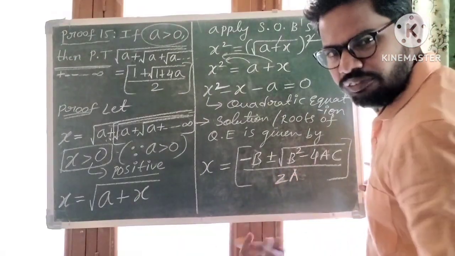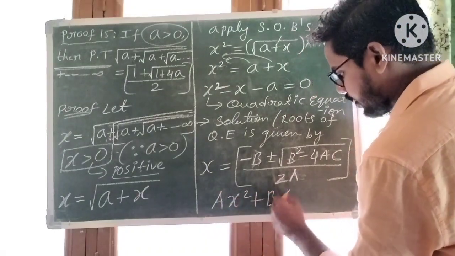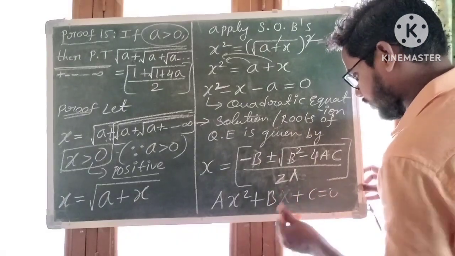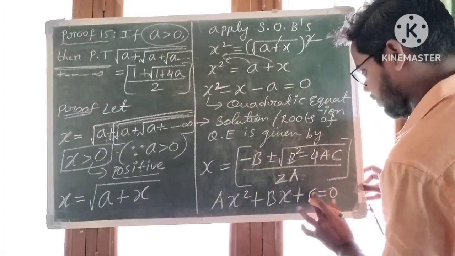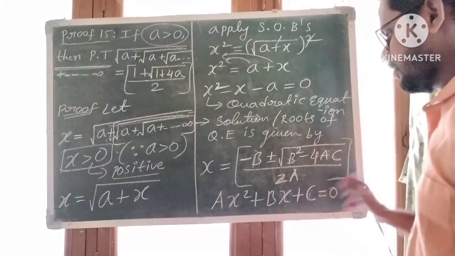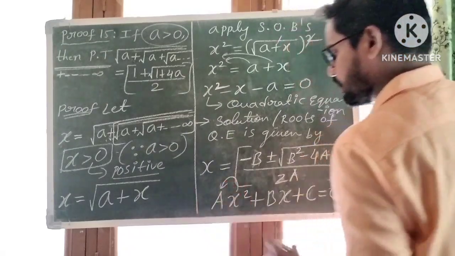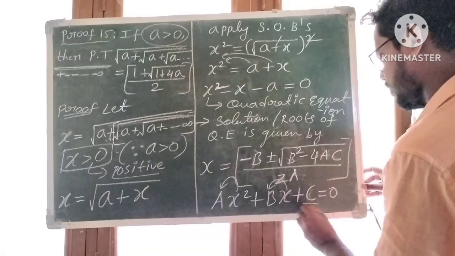So what is the general form of a quadratic equation? Standard form, ax square plus bx plus c is equal to 0, where a is the coefficient of x square, b is the coefficient of x, and c is the constant.